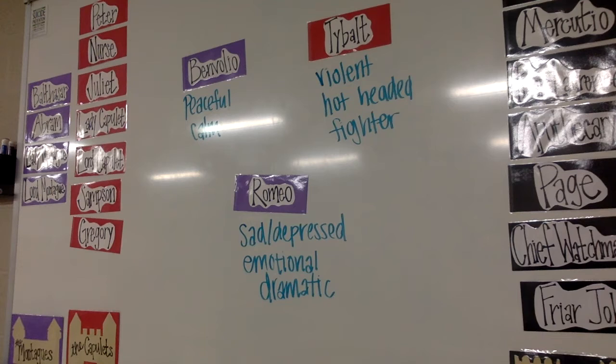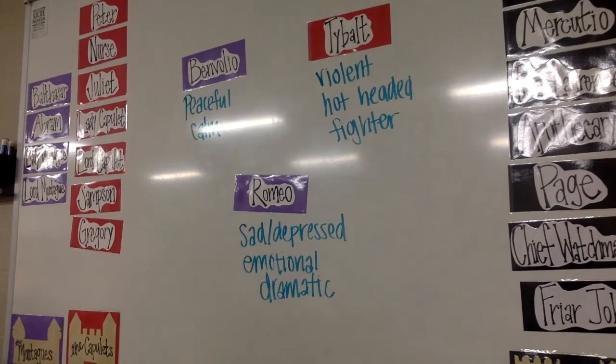Griefs of mine own lie heavy in my breast, which thou wilt propagate, to have it pressed with more of thine. This love that thou hast shown doth add more grief to too much of mine own. Love is a smoke raised with the fume of sighs, being purged, a fire sparkling in lovers' eyes, being vexed, a sea nourished with lovers' tears. What is it else? A madness most discreet. Good coz. Oh, she's fair, I love. All right, fair mark, fair.